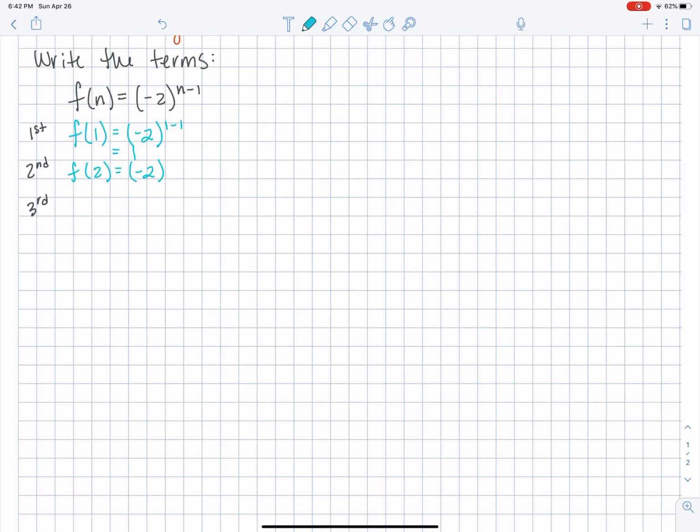So negative 2 to the power of 2 minus 1, we know that that is negative 2. And our third term, here we go, we know that that's negative 2 to the power of 2, which is actually a positive 4. So those are our first, second, and third terms of this series, and we can keep going for this one.